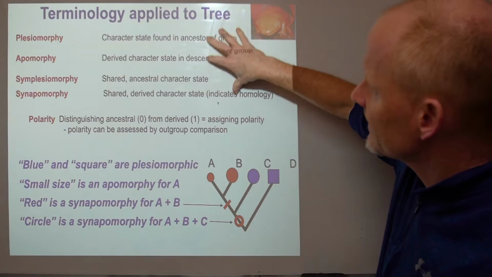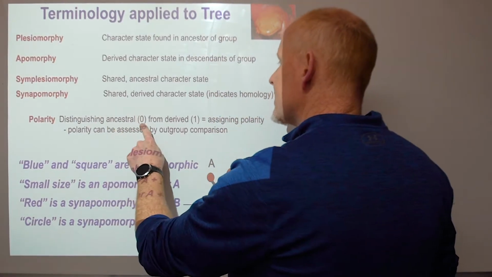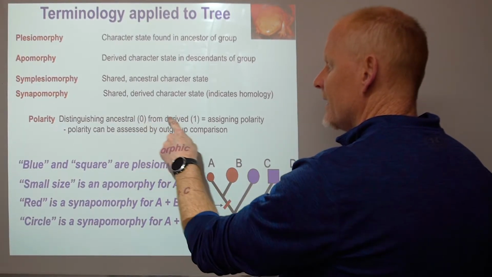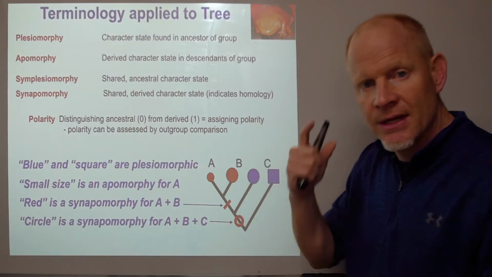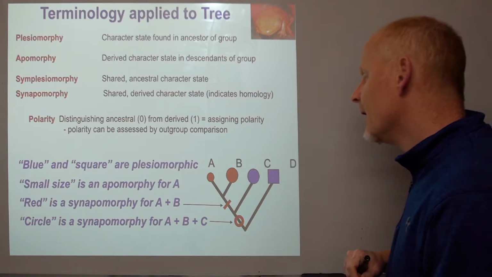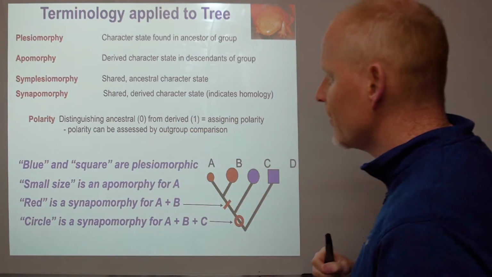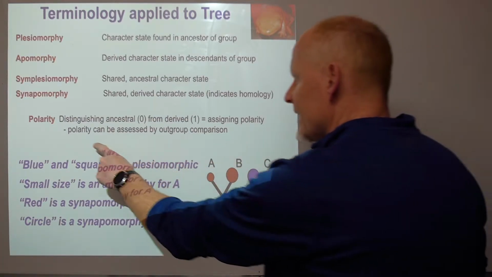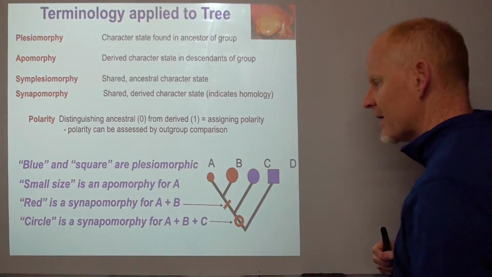So again, this lists our terminology. Polarity is simply that we can distinguish an ancestor, which we say has the 0 for the character, from the derived, which you give a 1, right? You give them 0s, 1s, 2s, 3s, 4s, depending on how many characters you have. And that's what you throw into the computer, a code that it can then put together to see which groups are most closely related to each other. And your polarity is assessed, or polarity happens, when you have an outgroup comparison.